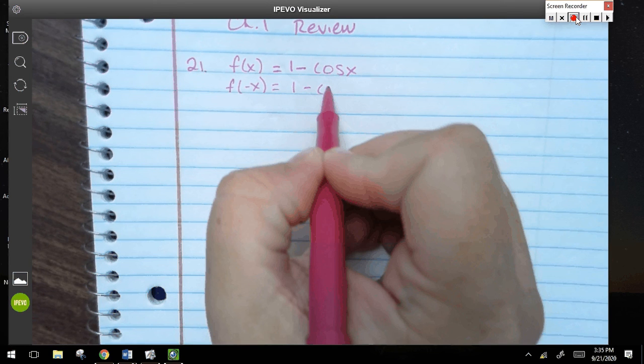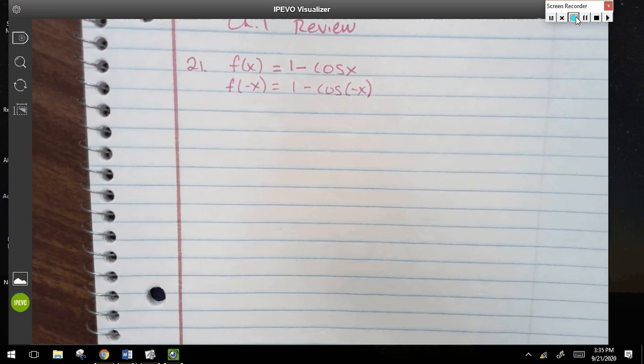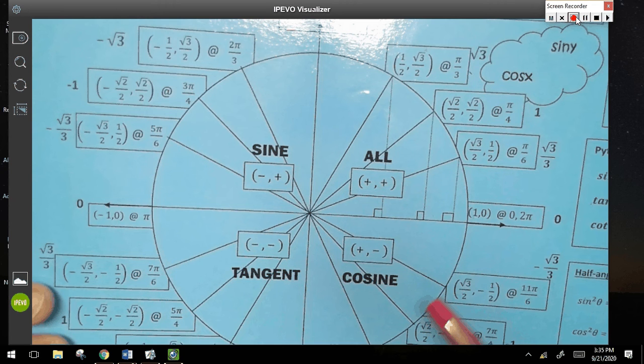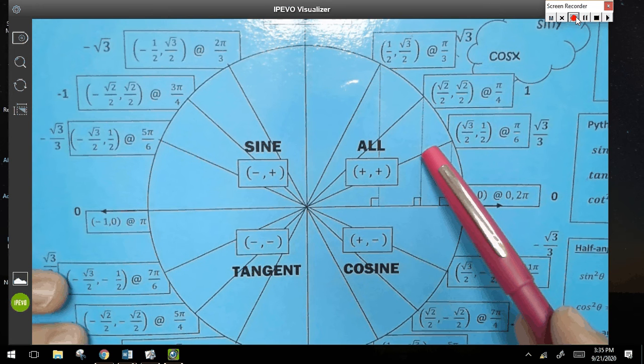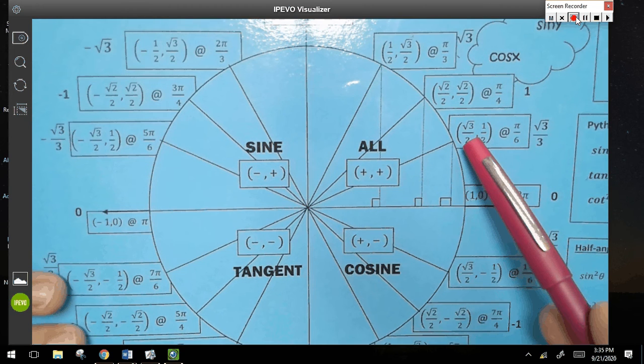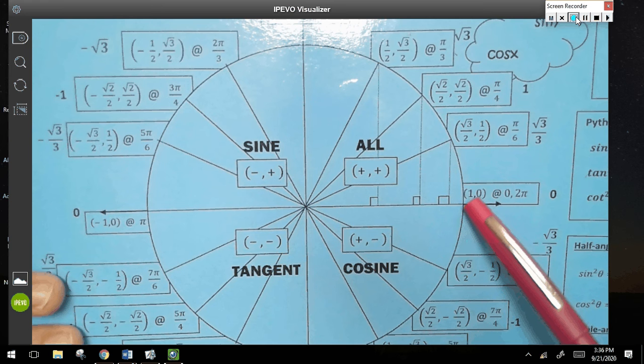I want you to think about something we've talked about several times. If you check on your unit circle, let's say cosine of pi over 6, I get square root of 3 over 2. Well, what happens if I do the cosine of negative pi over 6? What do you notice about the cosine value there? I hope you notice that it's exactly the same.